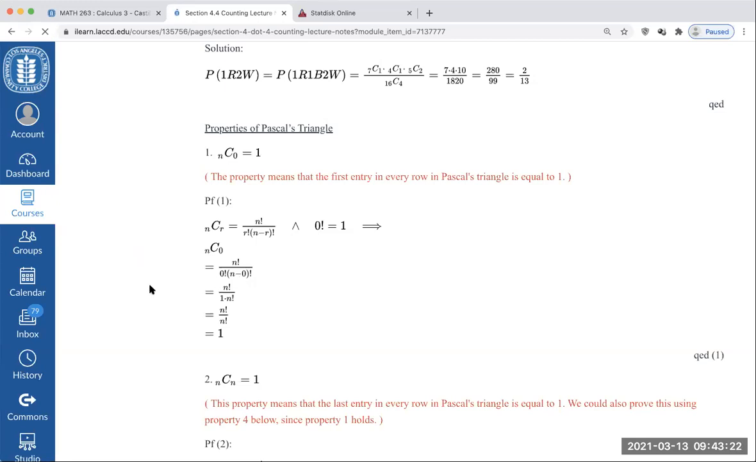N minus 0 is just n. 0 factorial, well, by the recursive definition of factorial, I have that 0 factorial is equal to 1. The n factorials cancel, and so I just get, well, 1, and that's what I wanted to show.